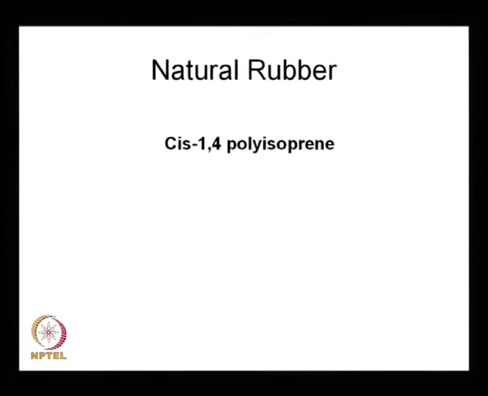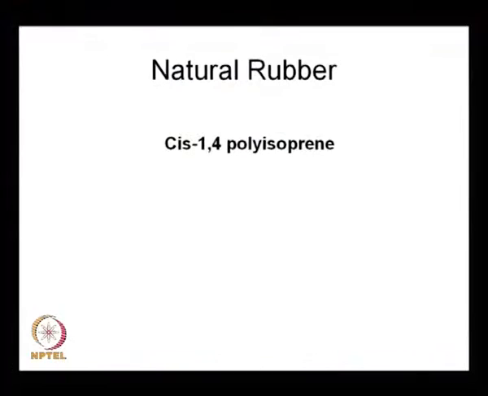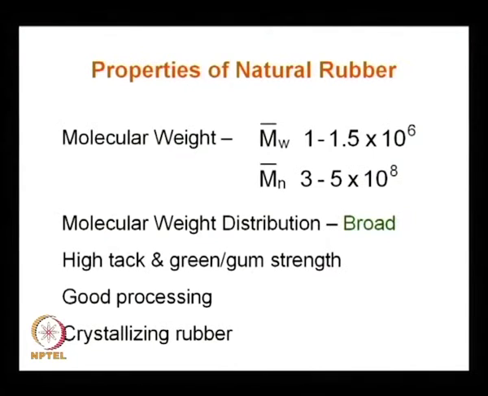Then let us look into rubber. This is natural rubber. You will see some properties of natural rubber, and some properties of synthetic rubbers a little bit for your understanding. So, cis-1,4-polyisoprene is natural rubber. You know its structure. The first property of natural rubber is molecular weight.